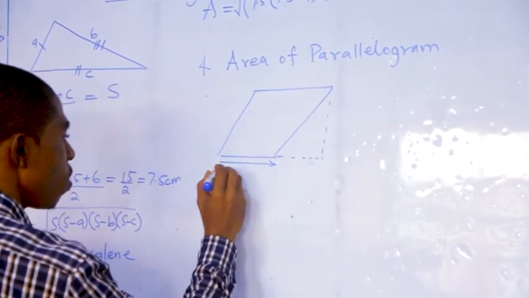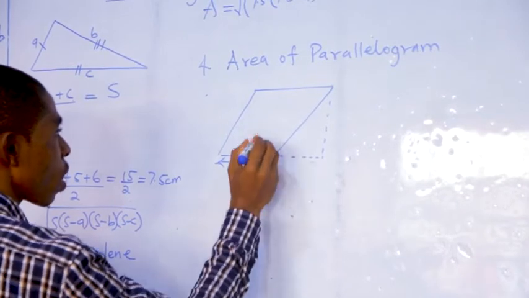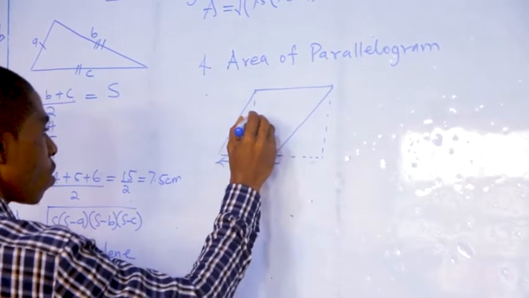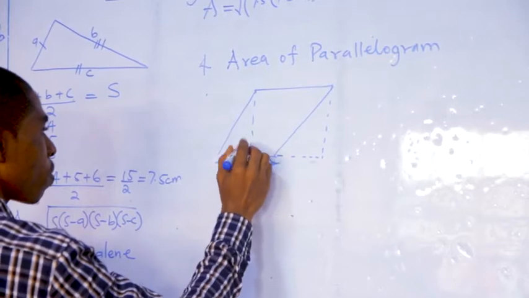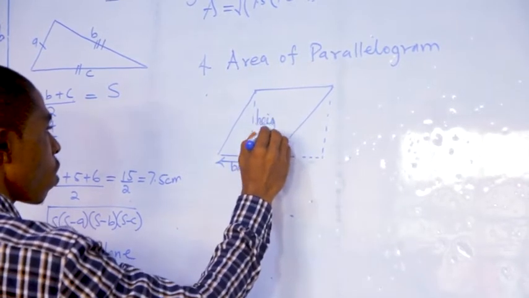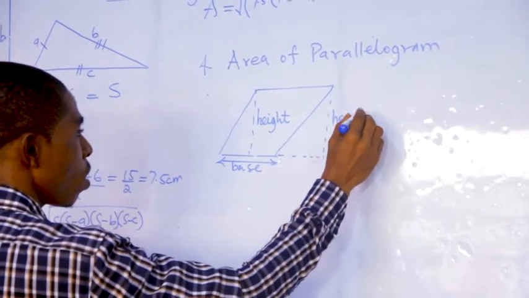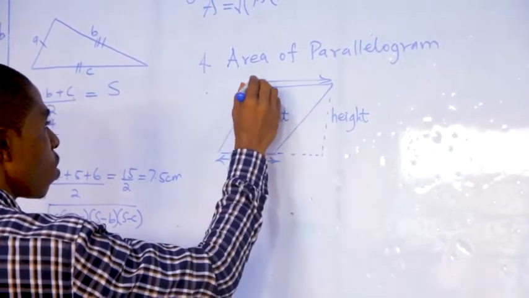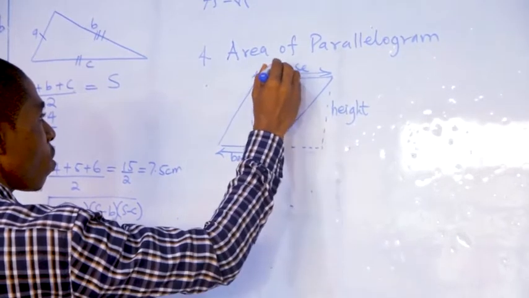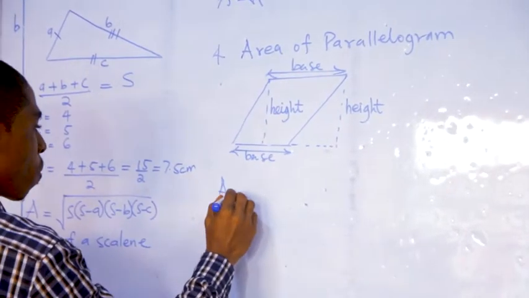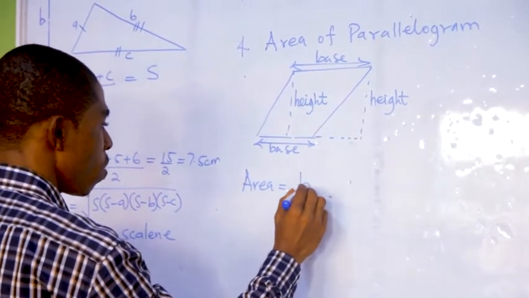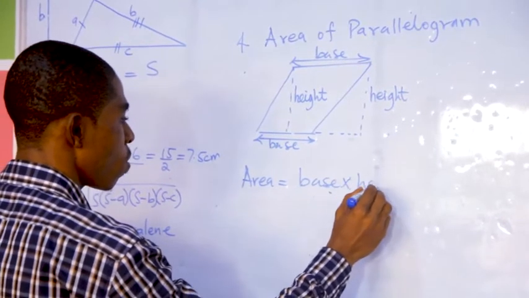So this is the base, and then of course this is your height. Alright, so this is the height of the parallelogram, and it's equivalent to the same height you have here, and you can also call this the value for your base. Exactly, the area is given as base times height, and you're done.